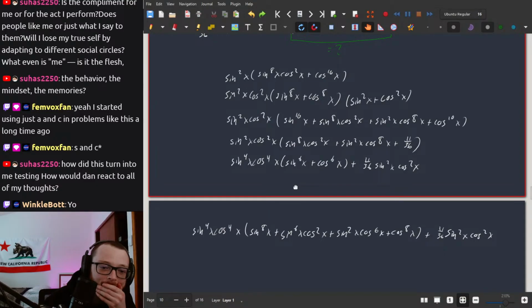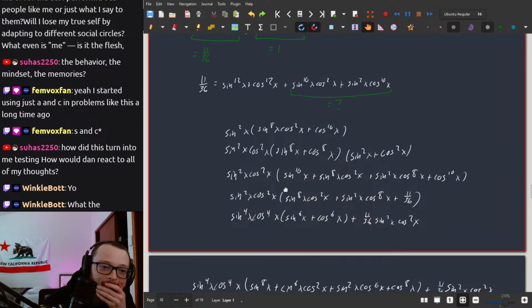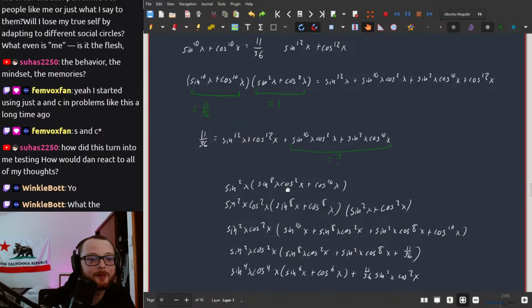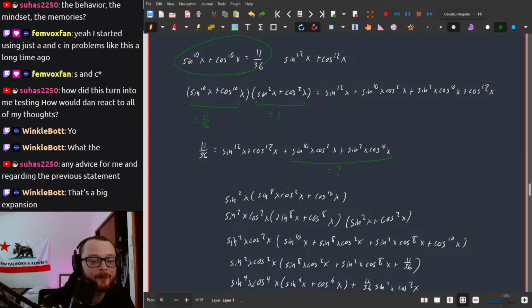The original problem is if you're given sine to the 10 plus cosine to the 10 is 11 over 36, what is sine to the 12th plus cosine to the 12th?